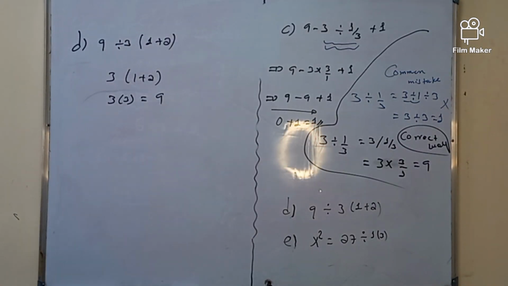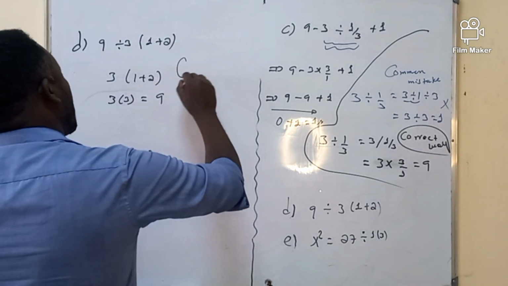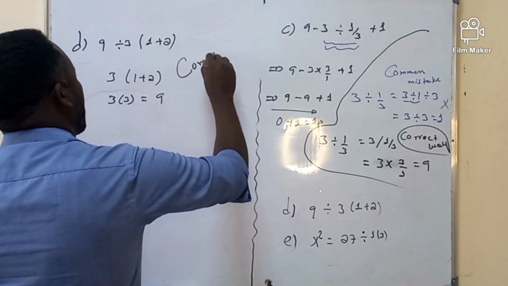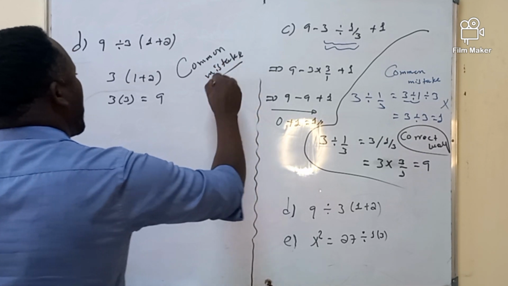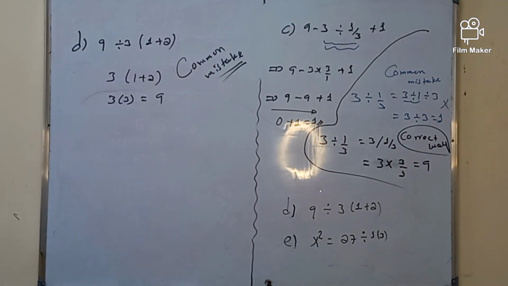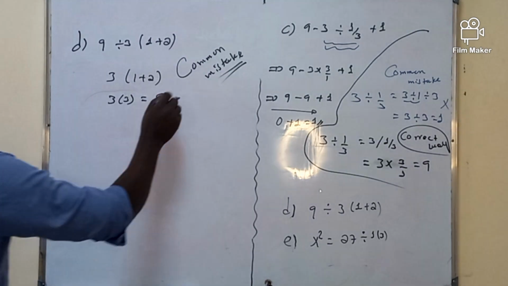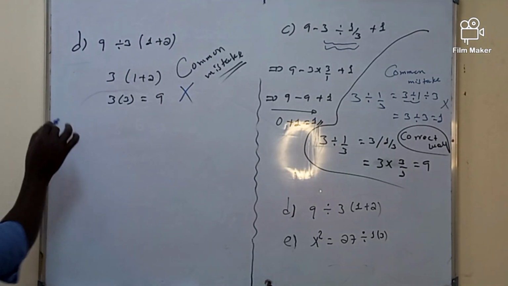Now, you may have done it this way. This is what many of the people have done. This is a common mistake, which means that many people will do it this way. But this is automatically wrong. How is it going to be solved?